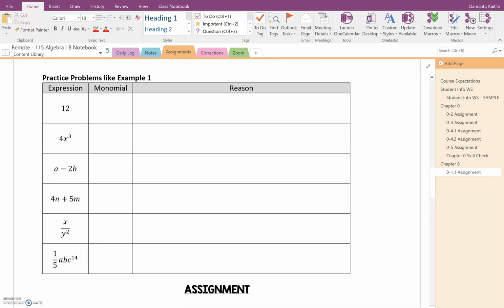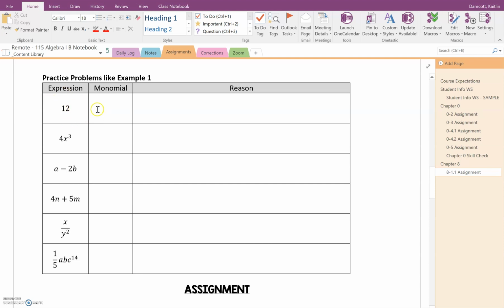My suggestion to you is to try it on your own and then maybe check your answer with me. So if you want to pause and then play and pause and play, that would be a good way to get this done. Try it on your own, make a guess, and then check with the video. So I'm going to start with number 12. Think about what your answer is.